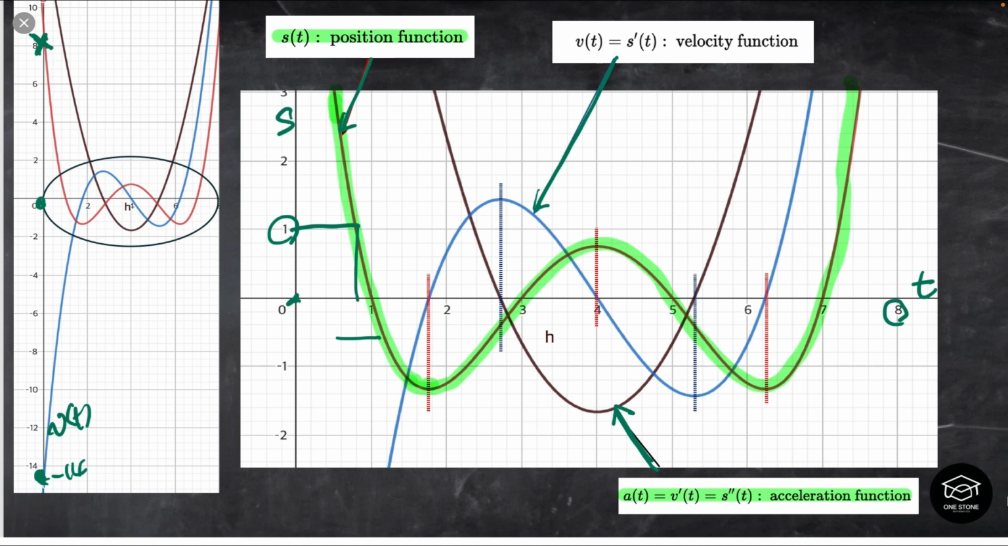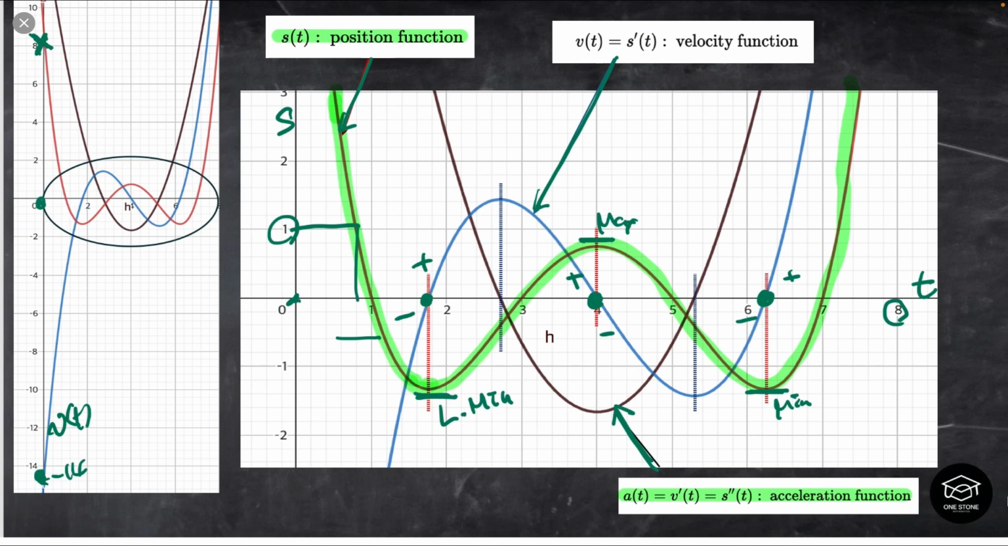Now, let's look at the local maximum and minimum values of the position function. There are 3 such values. These 3 points represent the moments when the direction of motion changes. For the direction to change, the velocity must become 0. In other words, at those times, the derivative of the position function, which is the velocity function, is 0. So, the maximum or minimum values of s of t correspond to the derivative being 0, which means velocity equals 0, which in turn means the object changes direction.